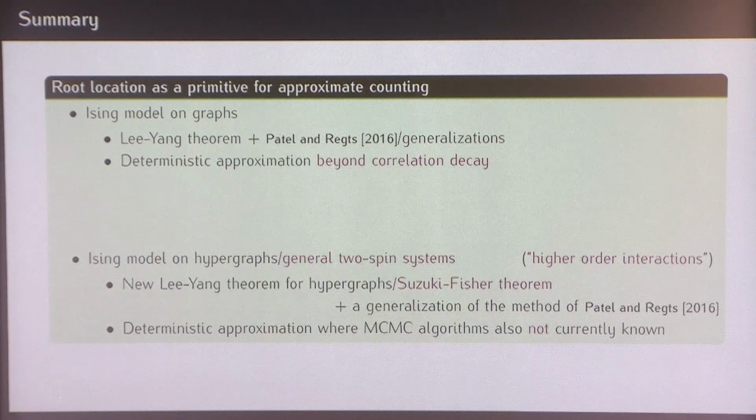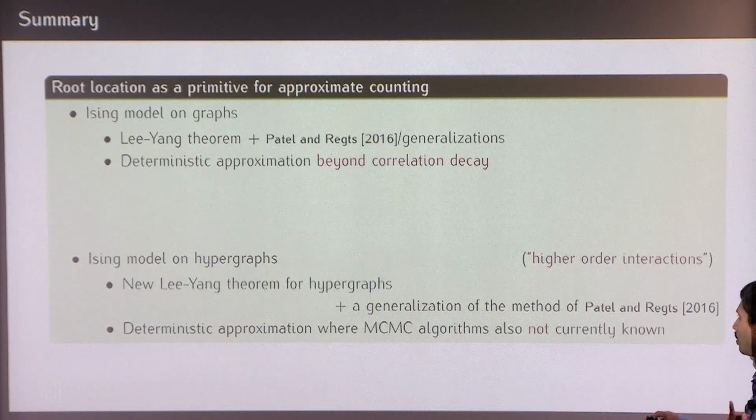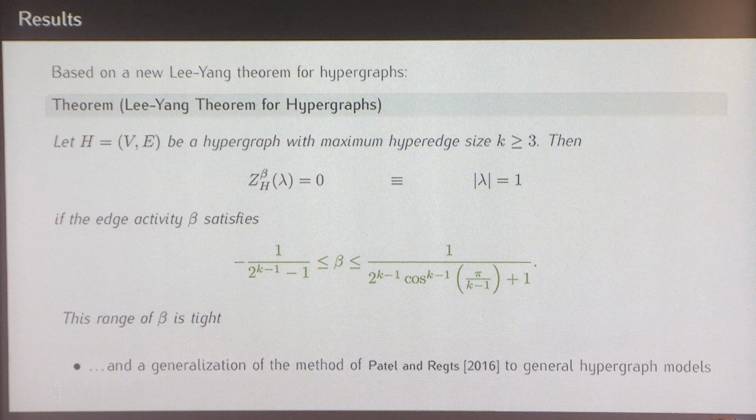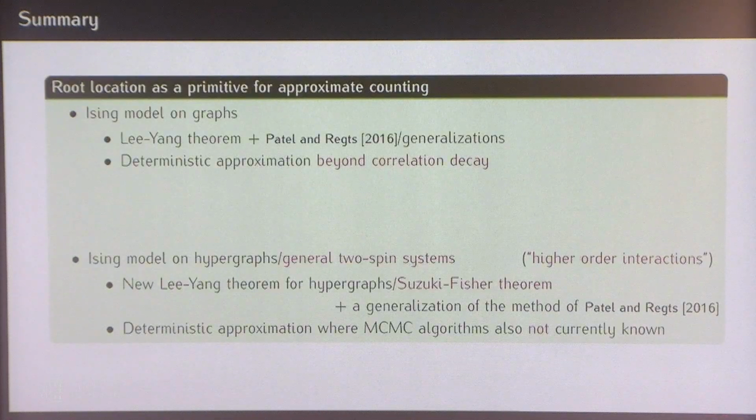In fact, one can also do the general two-spin system, the general hypergraph spin system that I mentioned earlier. That depends upon another extension of the Lee-Yang theorem due to Suzuki and Fisher from the 70s. This theorem strengthens the Suzuki-Fisher theorem in the special case of the hypergraph Ising model. So one can use this generalization to even handle this more general hypergraph Ising model that I mentioned.